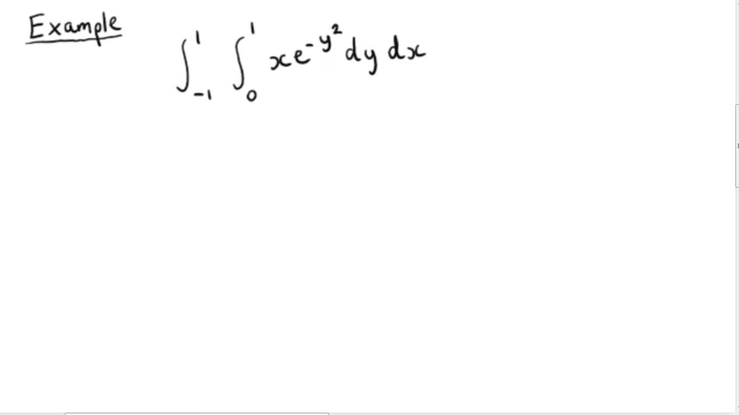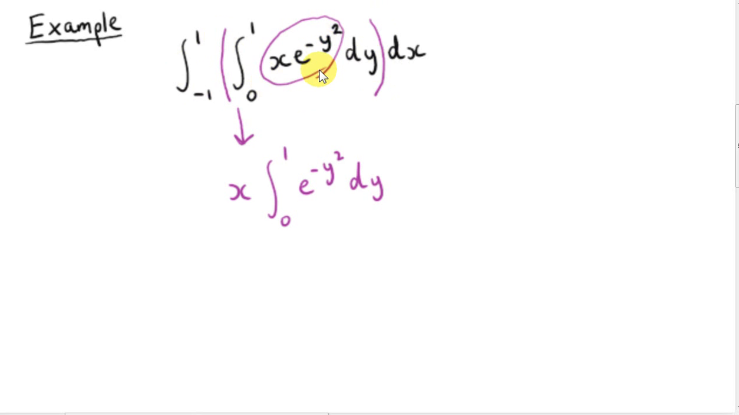Let's look at this example here. Now, from the previous video, we considered the inner integral. Since we are integrating x e to the minus y squared with respect to y, we treat x as a constant, so we can take x outside the integral sign. Unfortunately, here we have an integral that cannot be evaluated by algebraic methods.